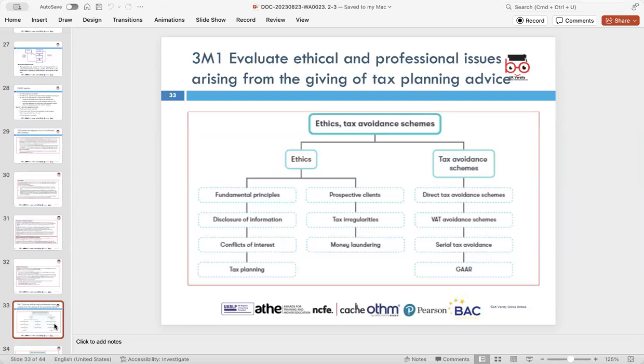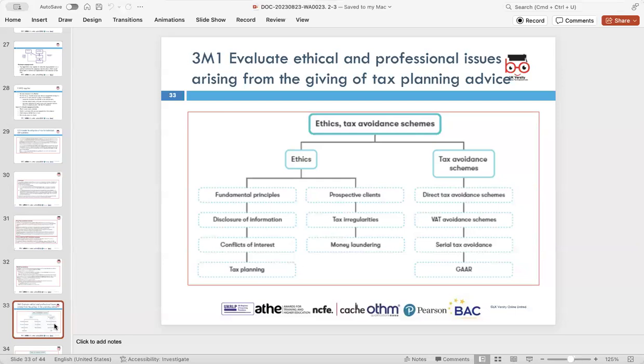Evaluate ethical and professional issues arising from giving tax planning advice: ethics and tax avoidance. This is an important topic because tax planning can have significant implications for individuals and businesses, and it's important to approach it with integrity and professionalism. Ethics are fundamental principles that guide our behavior and decision making. When it comes to tax planning, there are several ethical considerations to keep in mind.